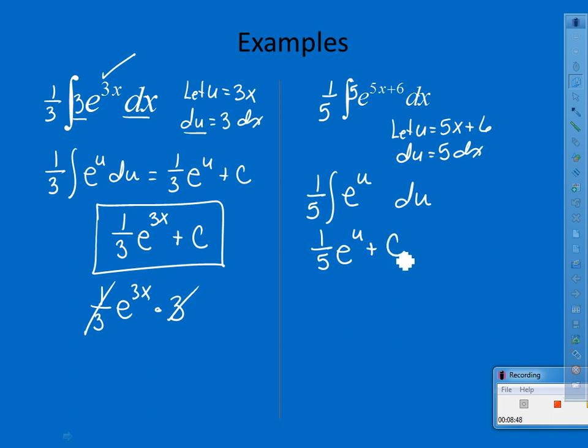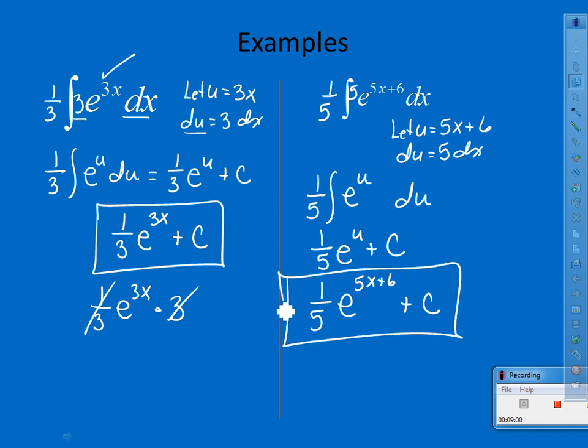Soon you'll be skipping this step. My answer then, 1/5 e to the 5x plus 6 plus c. If you found that derivative, it'd be 1/5 e to the 5x plus 6 times 5. That would cancel that out, leaving you what we started with. But the key is letting your exponent be u.